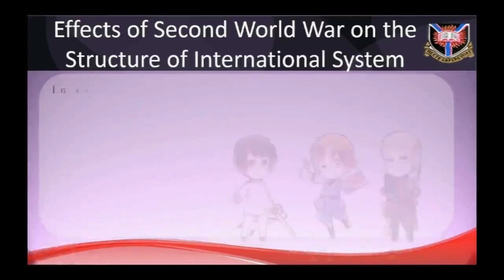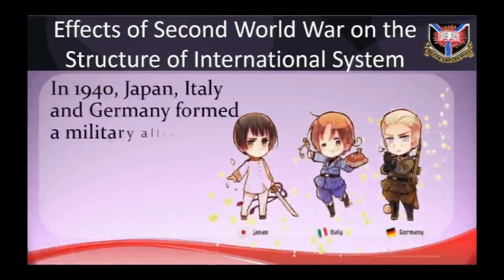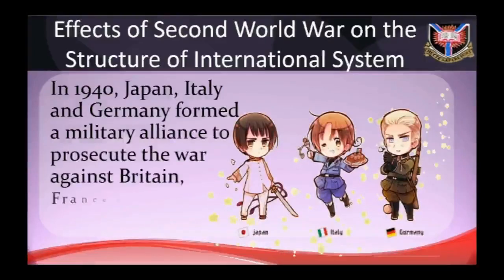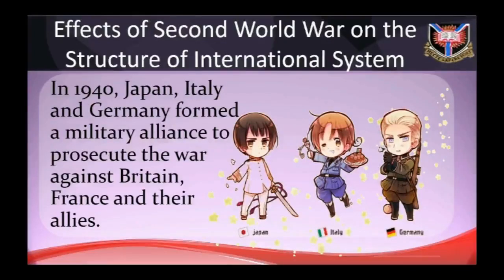In 1940, Japan, Italy, and Germany formed a military alliance to prosecute the war against Britain, France, and their allies. The USA joined the Allied powers in the war against Germany and her Nazi powers in 1941.